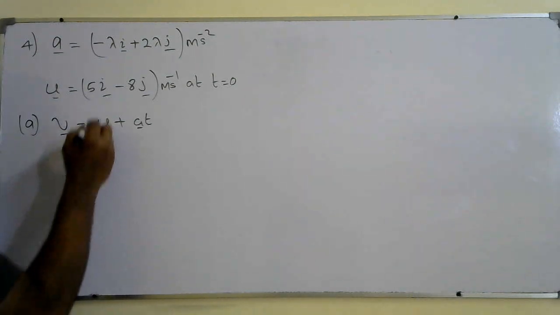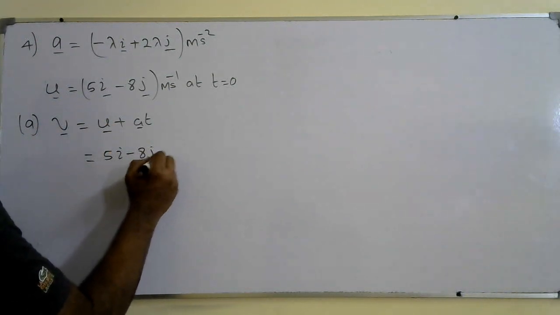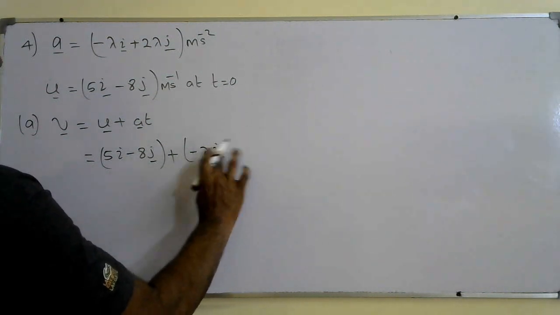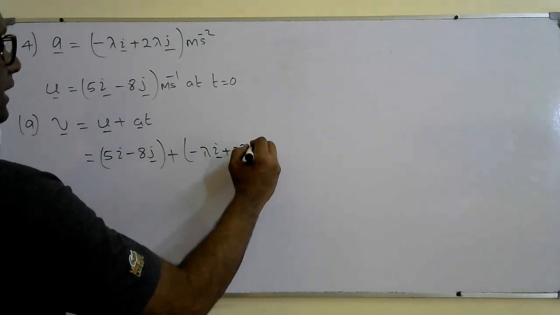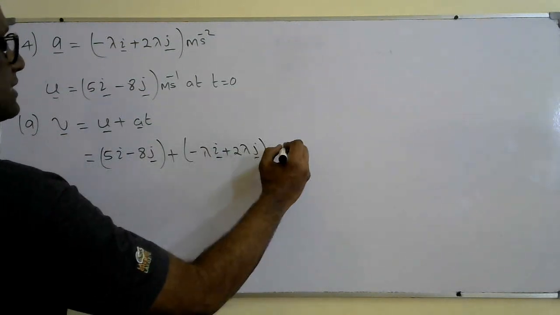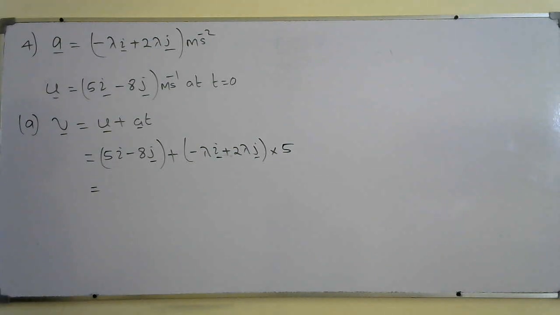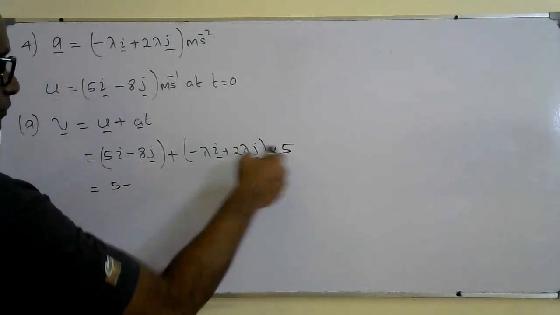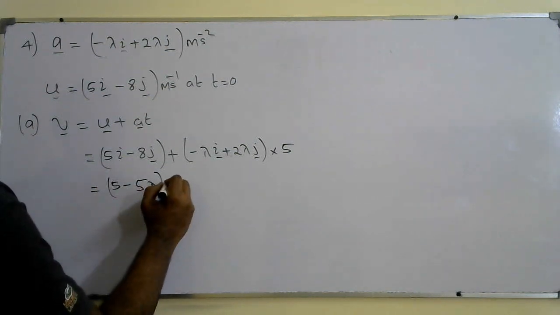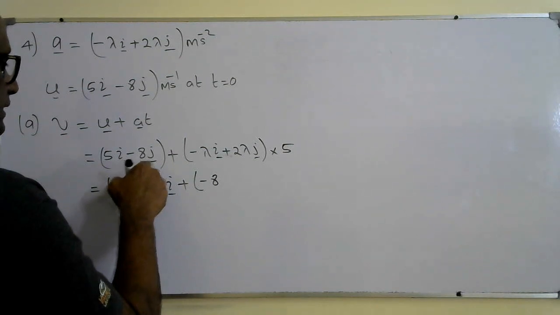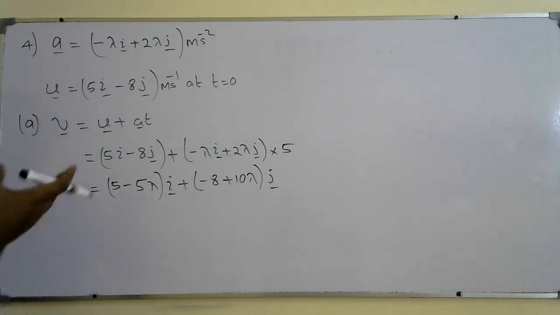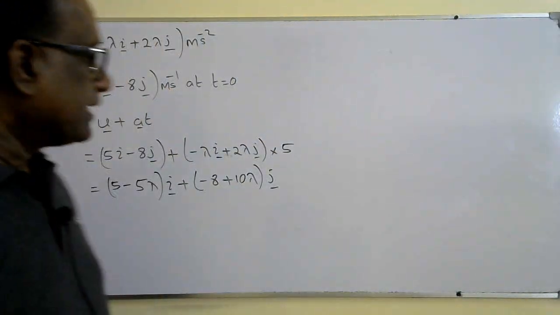So the initial velocity is 5i minus 8j, plus the acceleration, which is minus lambda i plus 2 lambda j, times the time t, which is 5 seconds. Fine. So solve it. You will get 5 into minus lambda, minus 5 lambda i. So here i is 5 minus 5 lambda i, plus minus 8j plus 10 lambda j. That is the velocity vector at time 5 seconds.